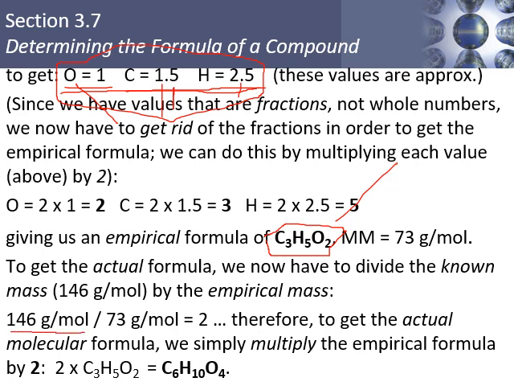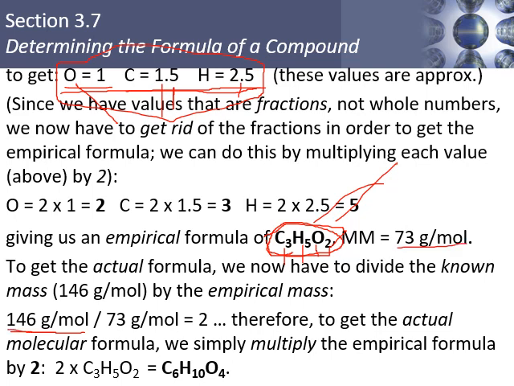So let's add up and see what we have if we find the mass of what we just did for the empirical formula. So we're going to want to add 3 times 12 plus 5 times 1 plus 2 times 16. And when we do that, we get 73. So this thing that we just figured out, the empirical formula, weighs 73 grams per mole. But the actual molecule weighs twice that much.